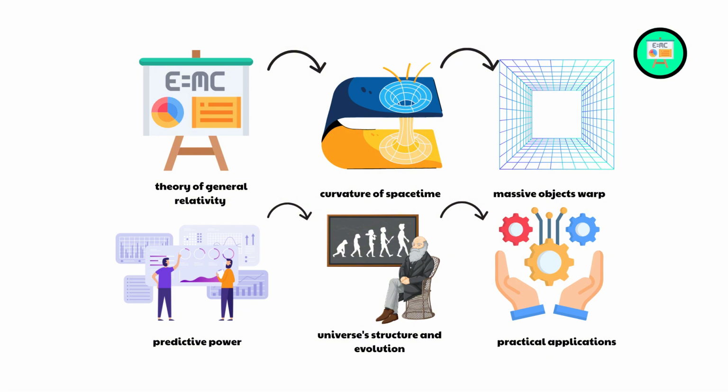Perhaps most remarkably, general relativity has practical applications in our daily lives. The GPS systems we rely on for navigation must account for relativistic effects to maintain accuracy. This serves as a testament to the theory's precision and its relevance even a century after its formulation.